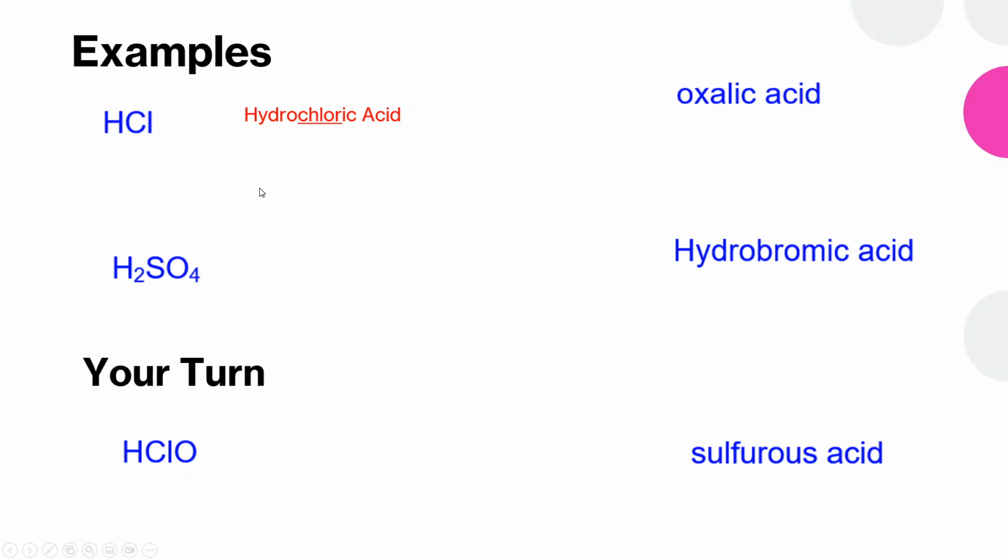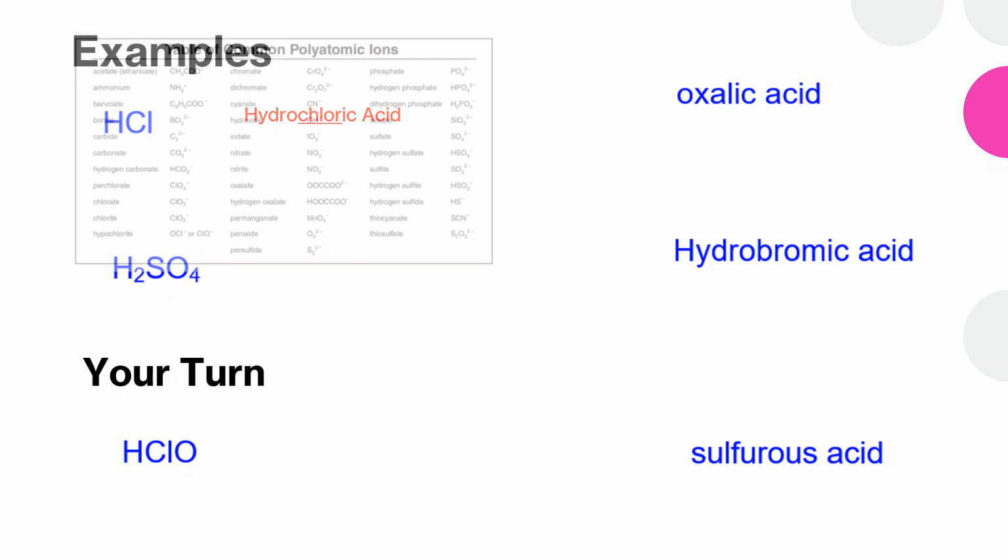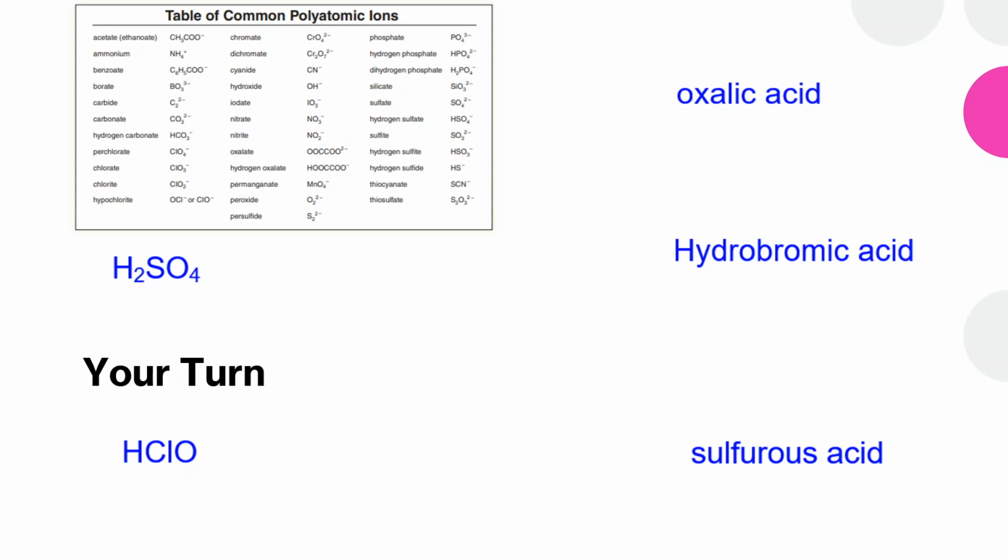Now, this next one right here is a polyatomic ion, H2SO4. So you're going to grab your polyatomic ion chart and you're going to locate SO4. And you'll see it's right over here on the third column. SO4 is sulfate. So ending in ate is your second rule. So that's going to be an ic acid. So this is sulfuric acid.